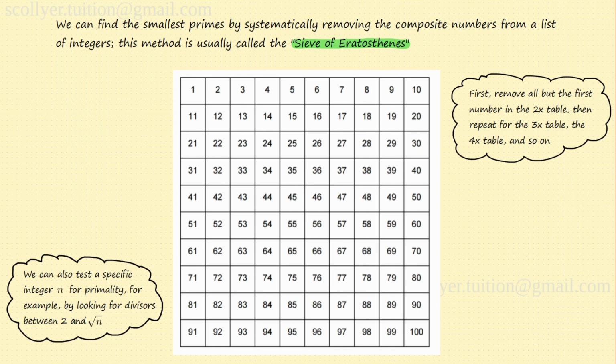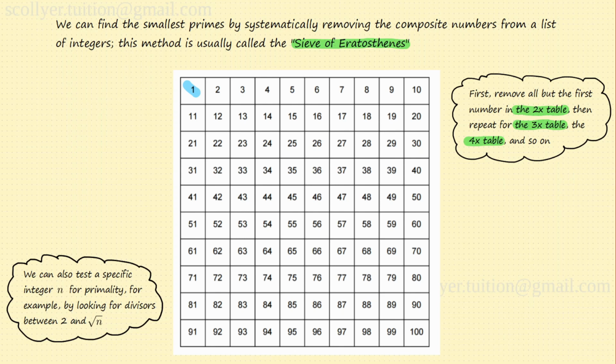Firstly, we remove all but the first number in the 2 times table. Then we do the same for the 3 times table, and then the same for the 4 times table, and so on. And that procedure removes all of the multiples of 2, 3, 4, 5, and so on. It leaves behind only the prime numbers, i.e. only those numbers which are not composite. So firstly, let's mark 1 as neither prime nor composite, like so.